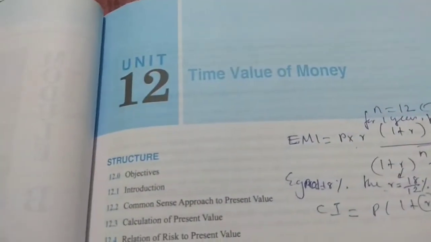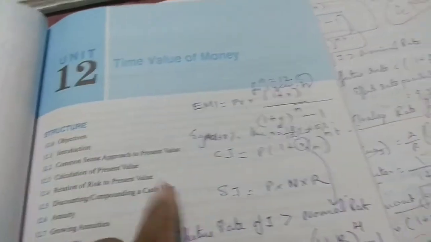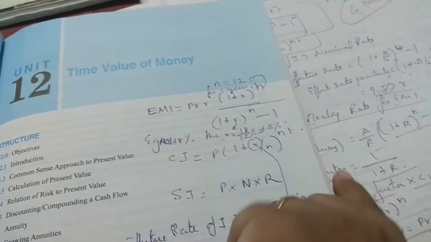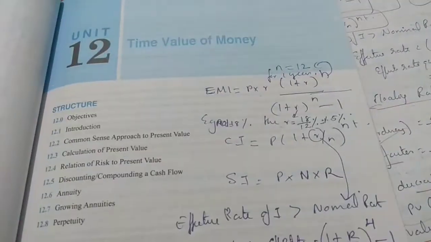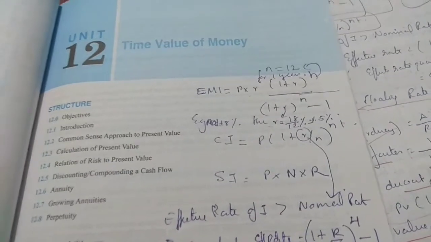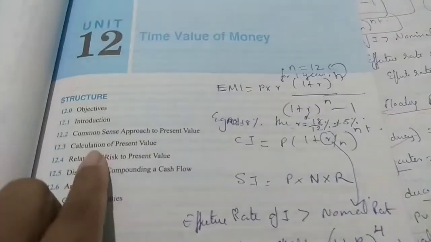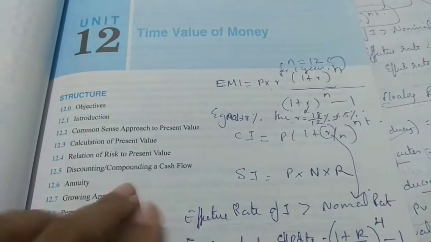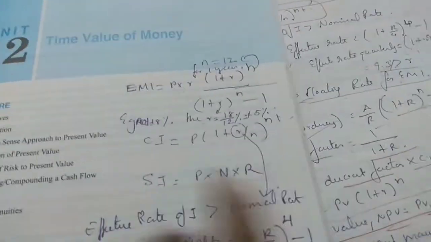First chapter is Unit 12, Time Value of Money. Here I will include both the textbook and the notes prepared by me, because many friends are asking personally, they want more notes. That's why I am combining both. Somebody may not have textbooks, so I am using both.